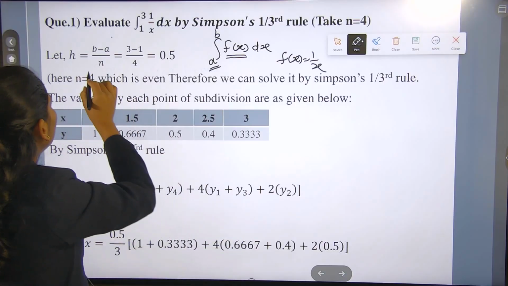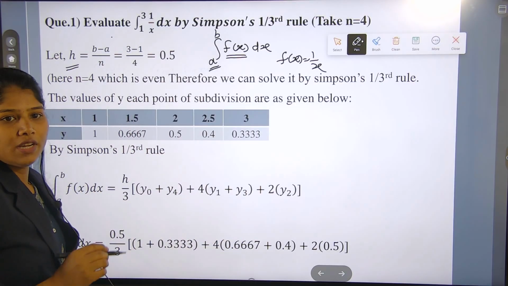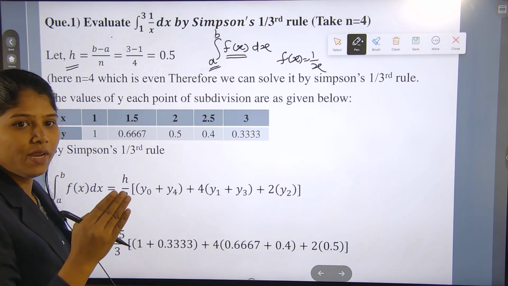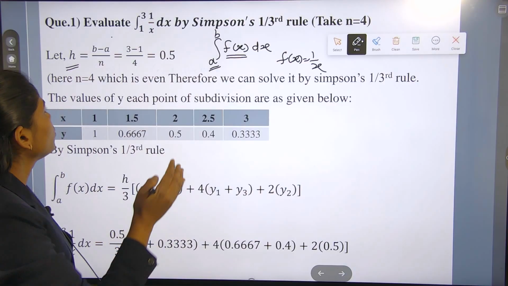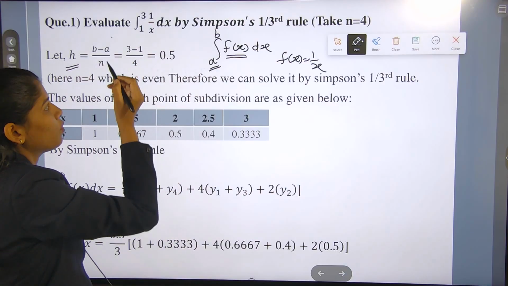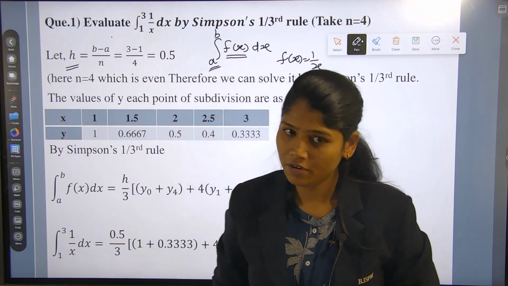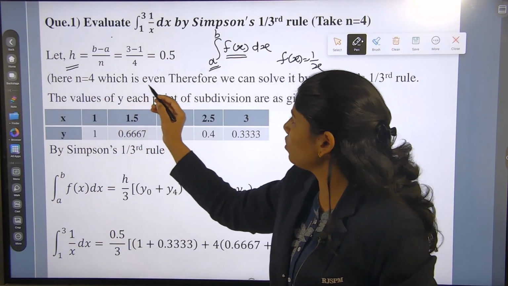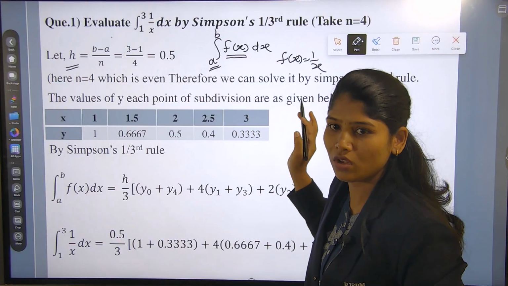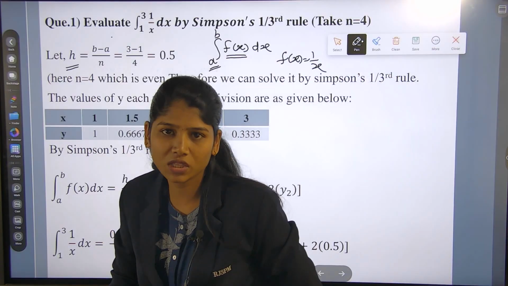So first find out the value of h. h equals b minus a upon n. So put here 3 minus 1 upon 4. So we get 2 upon 4, which means 0.5. So here n equals 4, which is even. Therefore we can solve this example by Simpson's 1/3 rule.